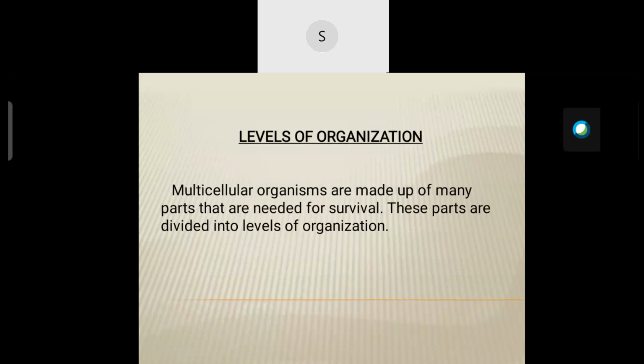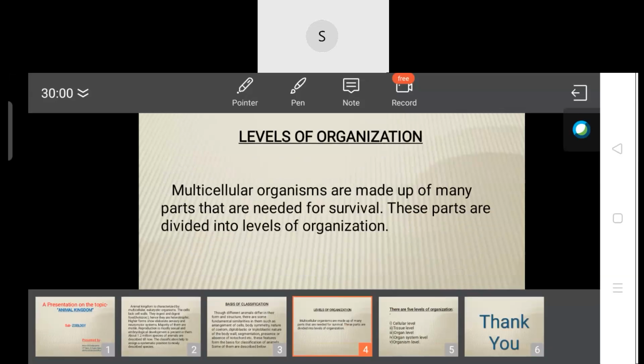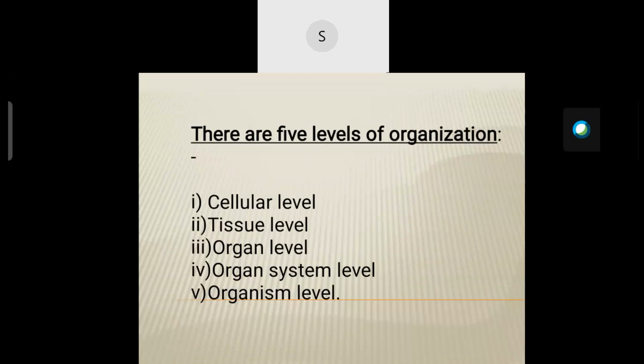Level of organization. Multicellular organisms are made up of many parts that are needed for survival. These parts are divided into levels of organization. There are five levels of organization: 1. Cellular level. 2. Tissue level. 3. Organ level. 4. Organ system level. 5. Organism level.